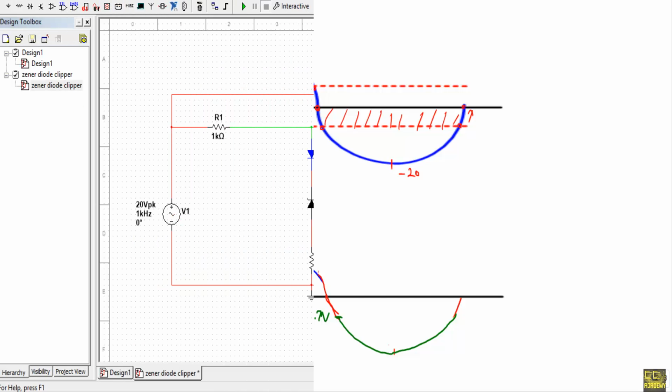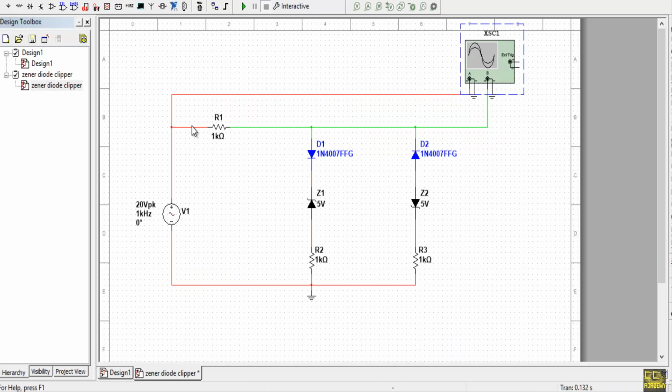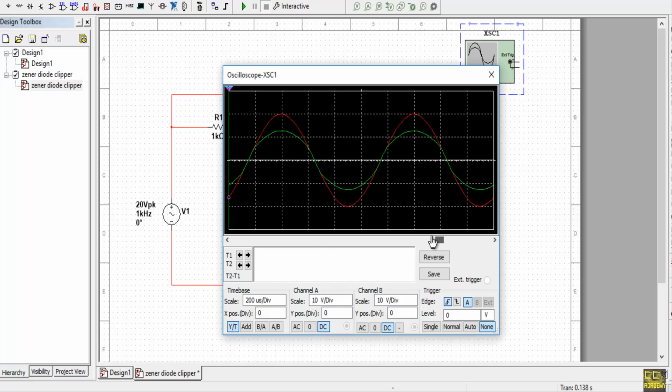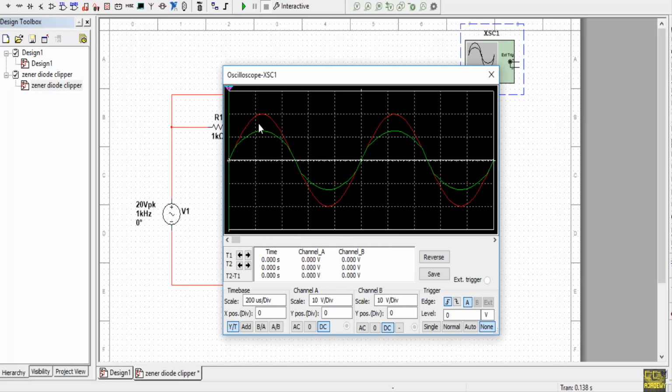Okay, so this is our circuit in the Multisim simulator. You will see the red waveform indicates the input and the green waveform indicates the output. Now if I run the simulator, you will see this is our input waveform and this is the output waveform. Input is in channel A and output is in channel B. Now see, initially both red and green waveforms are changing the same way. That means our output voltage is following the input voltage.